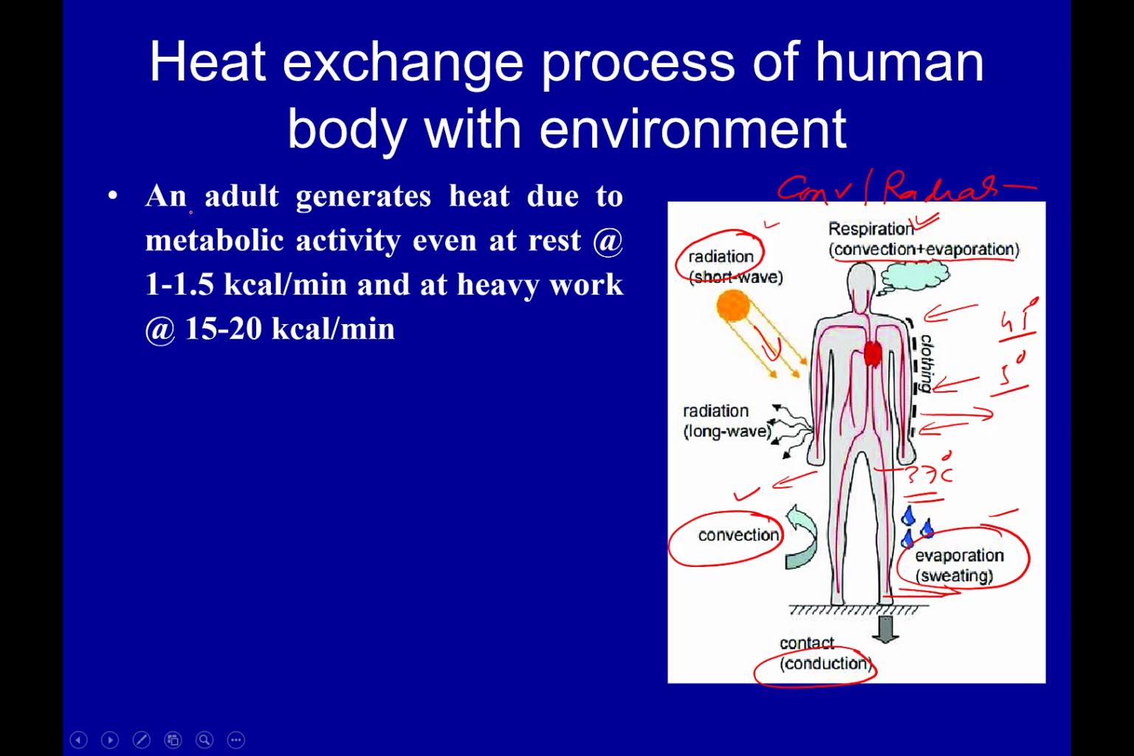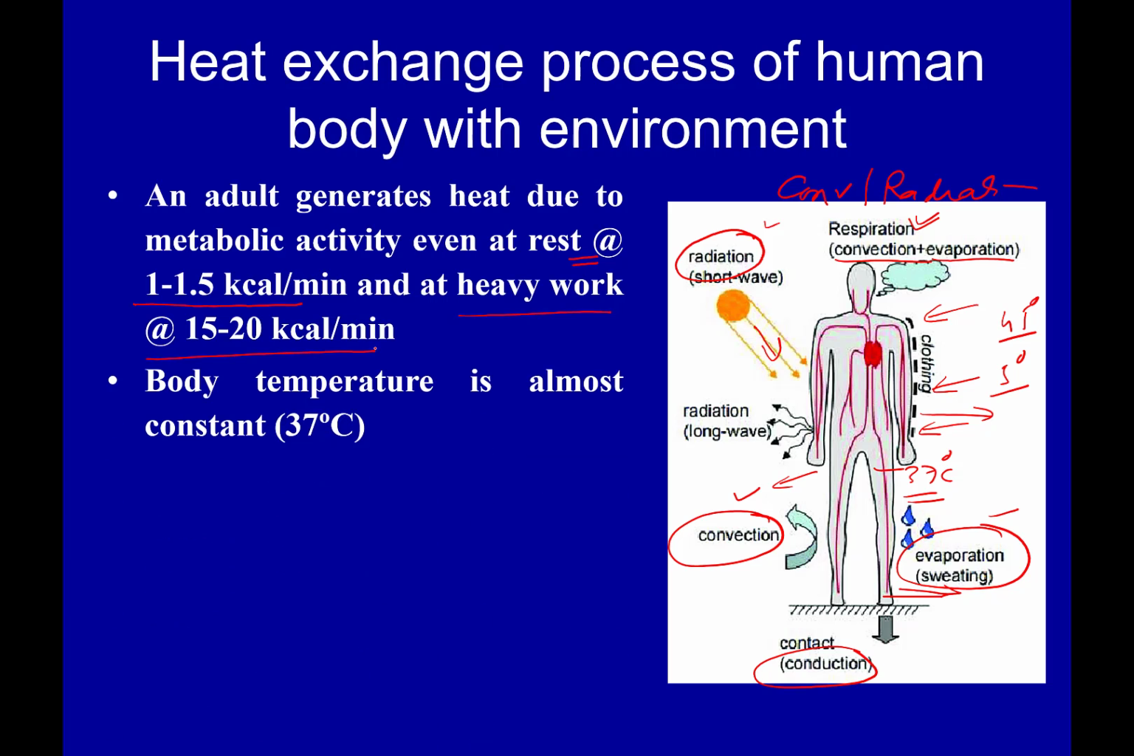So an adult generates heat due to metabolic activity, even at rest, at a rate of 1 to 1.5 kilocalorie per minute, okay. But when the worker is doing heavy work, he can generate heat at a much higher rate. So the heat is getting accumulated. This heat must be dissipated, otherwise the temperature of the human body will increase significantly, and that can affect the human being significantly, and his performance may deteriorate and health may also be adversely affected.